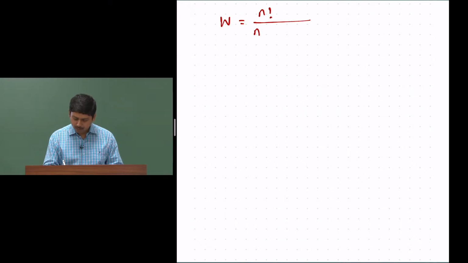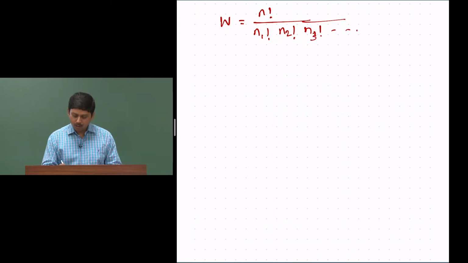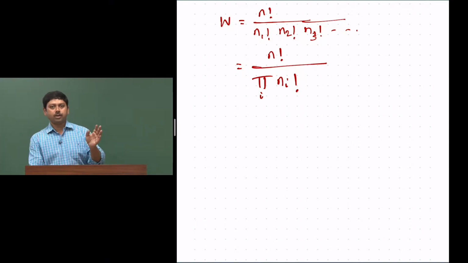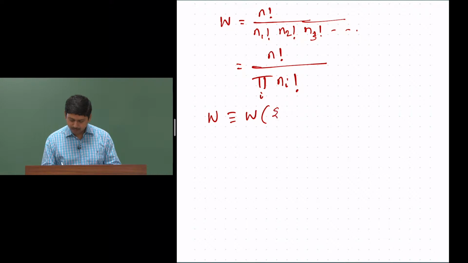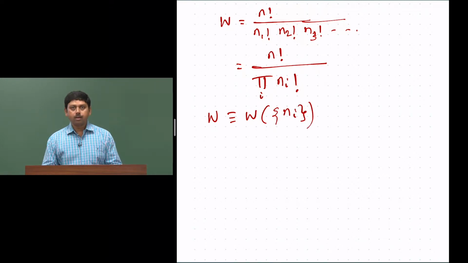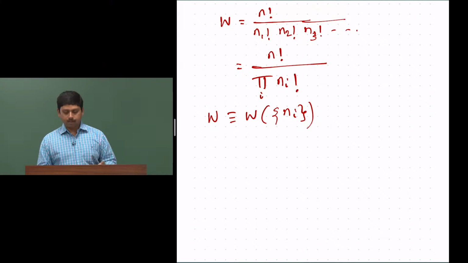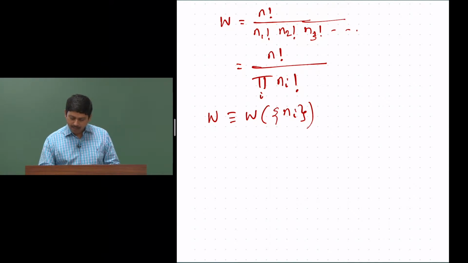So, for Maxwell-Boltzmann distribution, we know that W is n factorial by n1 factorial, n2 factorial, n3 factorial, etc., which can be written as n factorial by the product of ni factorial, and that product runs over so many i's; we do not know how many i's. So you can see that W is a function of Ni's, because that will give us the W if I know the Ni. So, W now becomes a function of Ni, and we have two constraints.